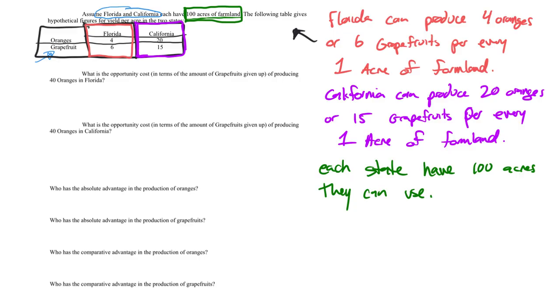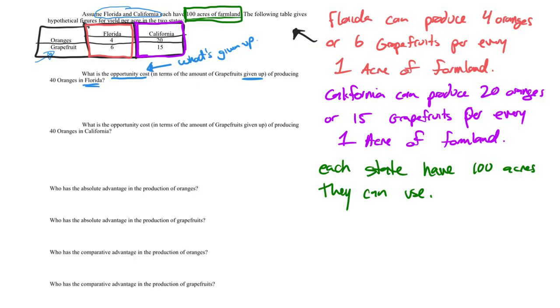The first one is asking what's the opportunity cost, in terms of the amount of grapefruits given up, of producing 40 oranges in Florida. So the first thing we want to make sure we know is opportunity cost. This is just, and it's already told you here, given up. You can think about this as what's given up. I tell a lot of my students to think about this as: what is it costing me? What am I losing out on? That's what the opportunity cost is, of producing 40 oranges in Florida.